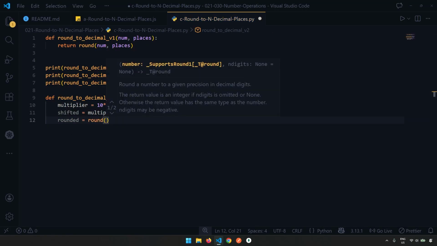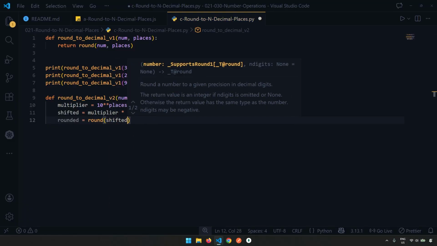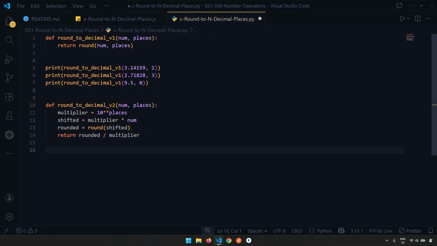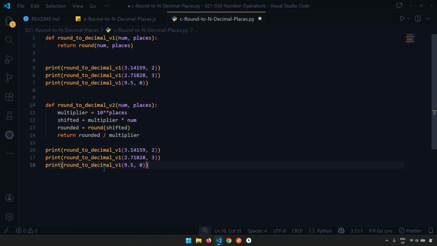So we have this round method in Python as well, to which we pass shifted. It's going to take a look at whether it should round it up or down. We don't have to worry about it. So we have this rounded. Finally, we grab it and we divide it by 100 or 1000 or 10,000. No, we divide it by multiplier. And that's it. So let me just select this, put it right here.